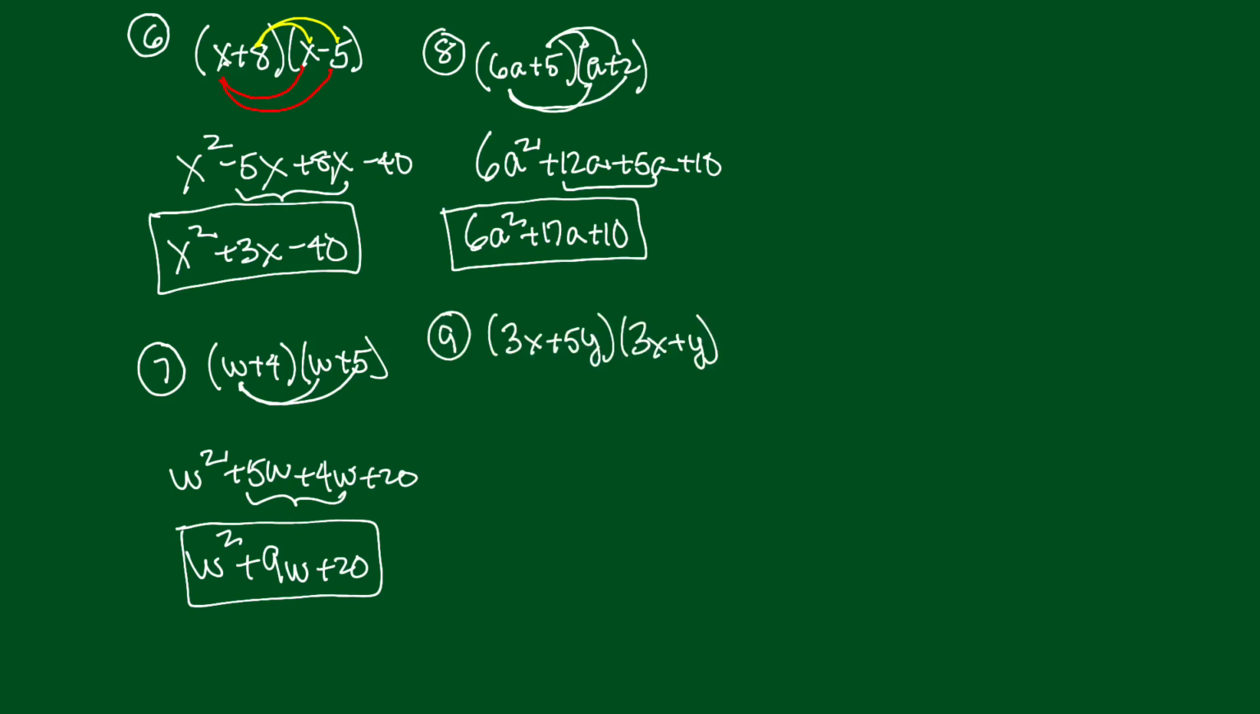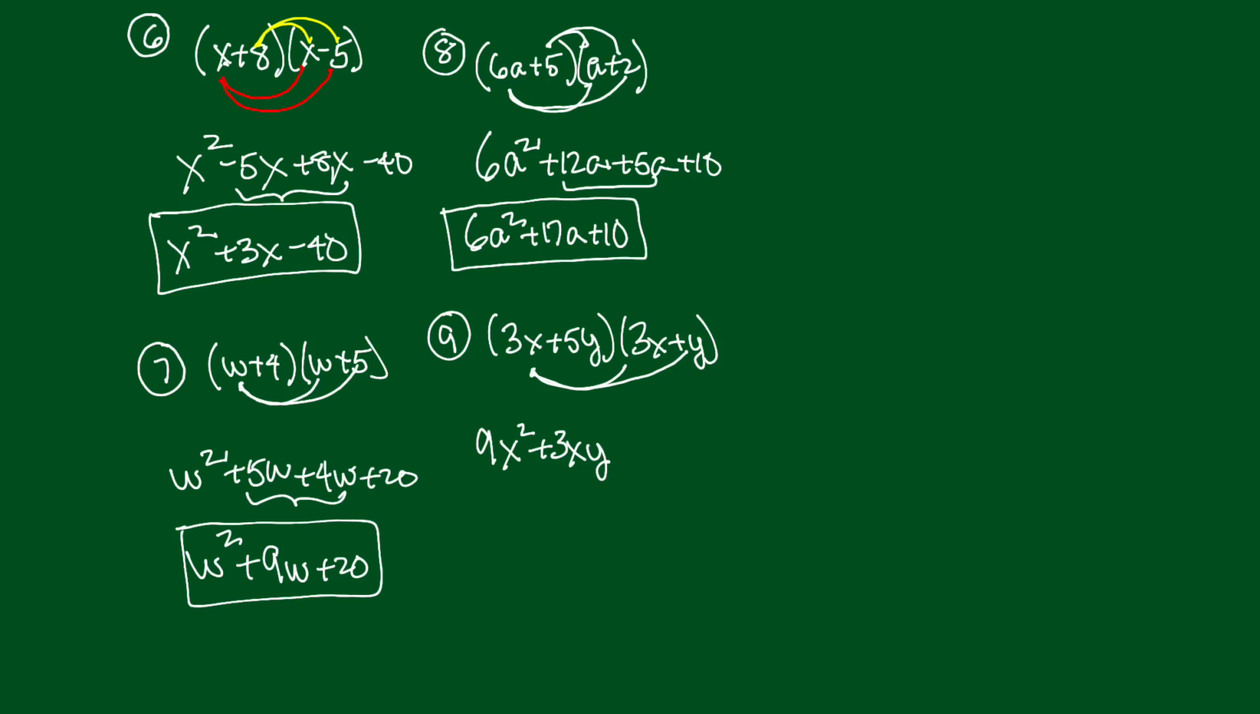Number 9, binomial times binomial. Let's start here with the 3x. I'm going to run it over here and here. All right, so we will get, first of all, 3x times 3x. How about 3 times 3 is 9. X times x is x squared. And then 3x times y. Well, I can't really multiply them, but I can indicate it. I'll have 3x times y.